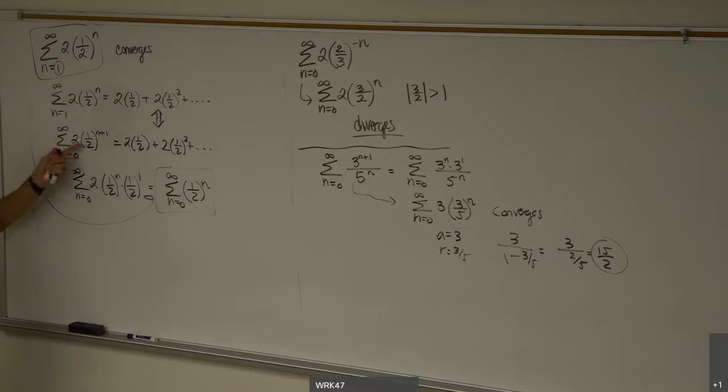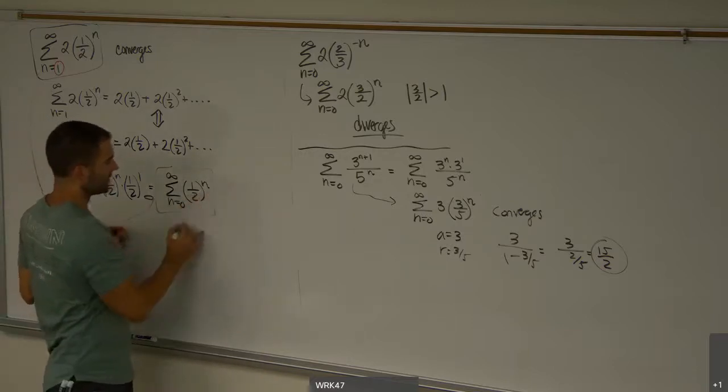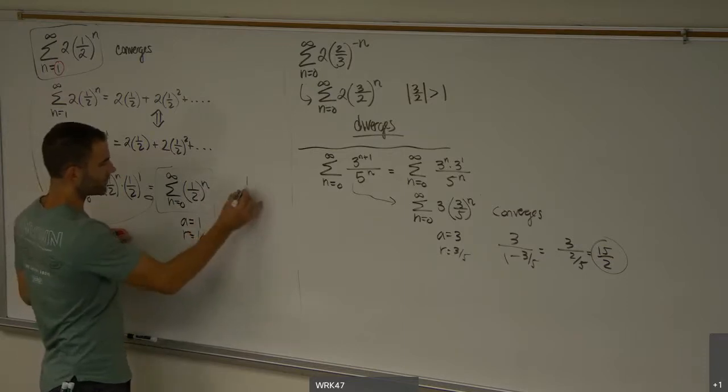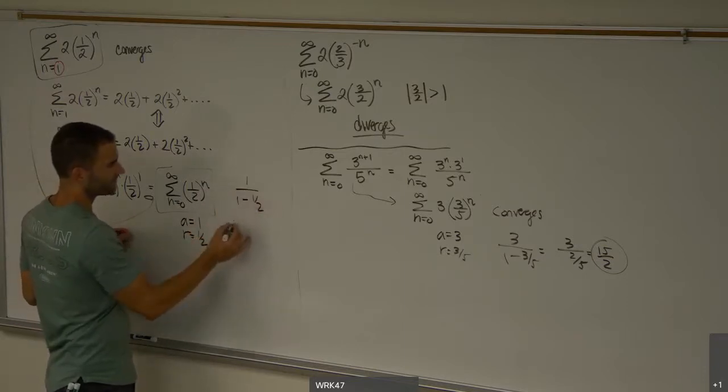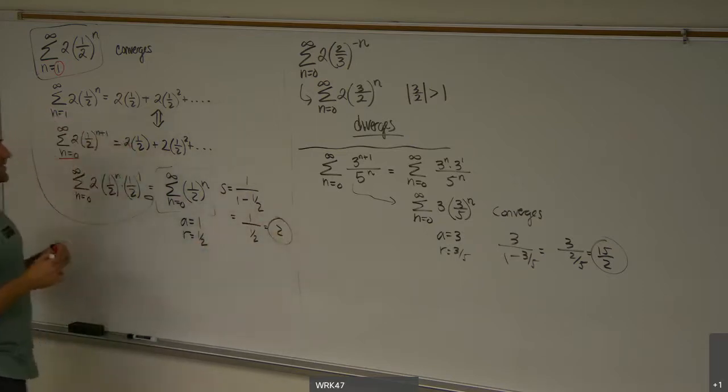And in doing so, I create another problem that I had to adjust, fix. And it still converges, but now we can use our sum formula, right? So the sum is, a is now 1, r is 1/2. 1 over 1 minus 1/2, which is 1 over 1/2, or 2. So the sum of the series is 2.